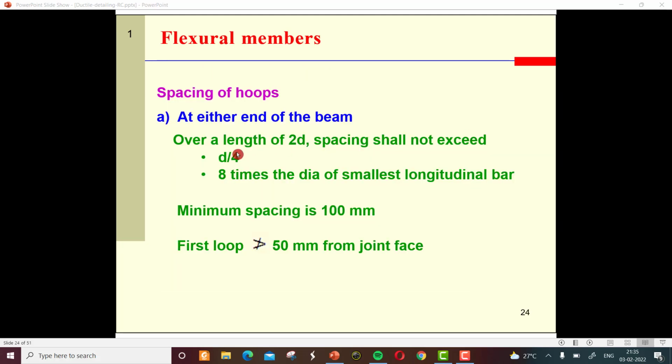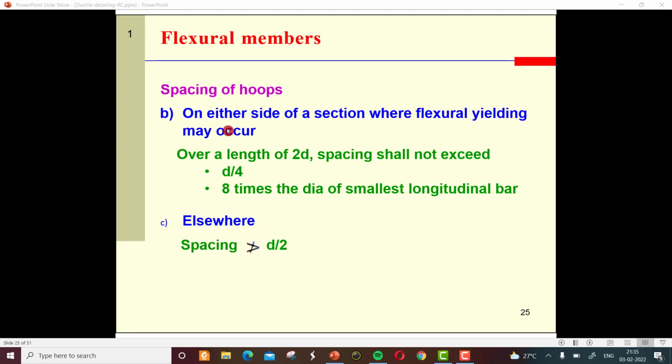What are we telling here? Over a length of 2d, spacing shall not exceed d by 4 and 8 times the diameter of the smallest longitudinal bar. The minimum spacing should be 100 mm and the first hoop should not be greater than 50 mm from the joint face. Continuing on either side of the section where flexural yielding may occur, over a length of 2d, spacing shall not exceed d by 4 and 8 times the diameter of the smallest longitudinal bar. Elsewhere, spacing should not be greater than d by 2.